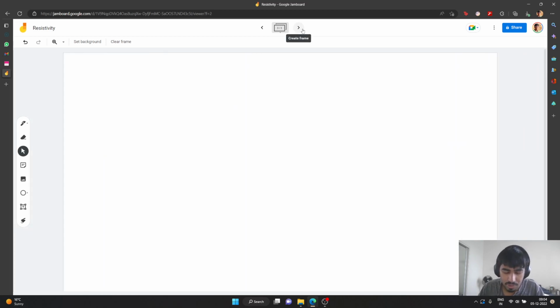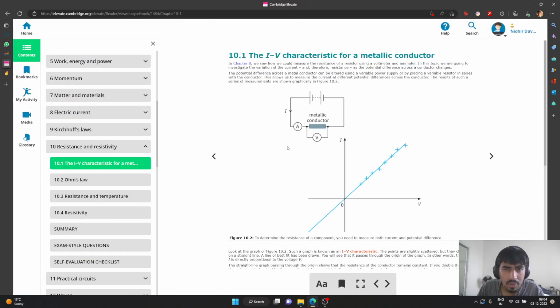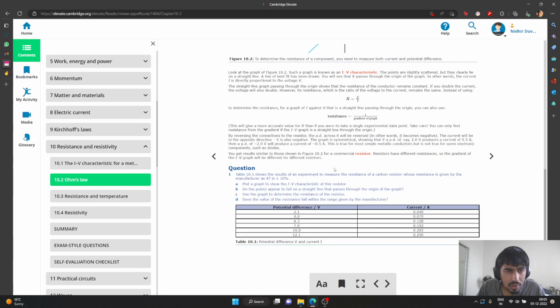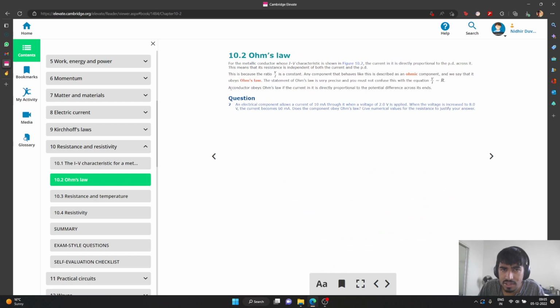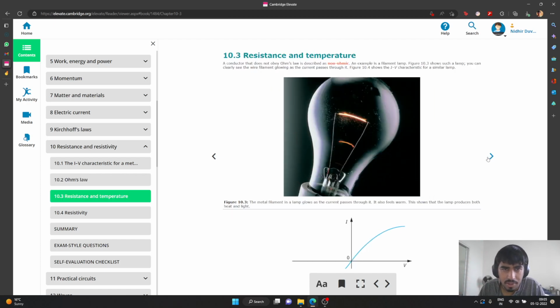So let's look at one more component that your book discusses, which is called a thermistor. In particular, we are going to talk about an NTC thermistor. Just to repeat the statement of Ohm's law, it says that a conductor obeys Ohm's law if the current is directly proportional to the potential difference across it. Meaning that if the potential difference doubles, the current doubles, then it is an ohmic component.